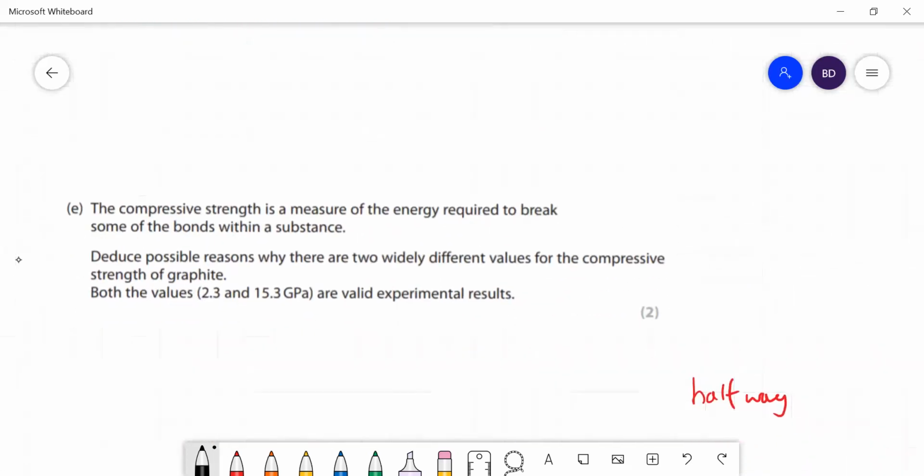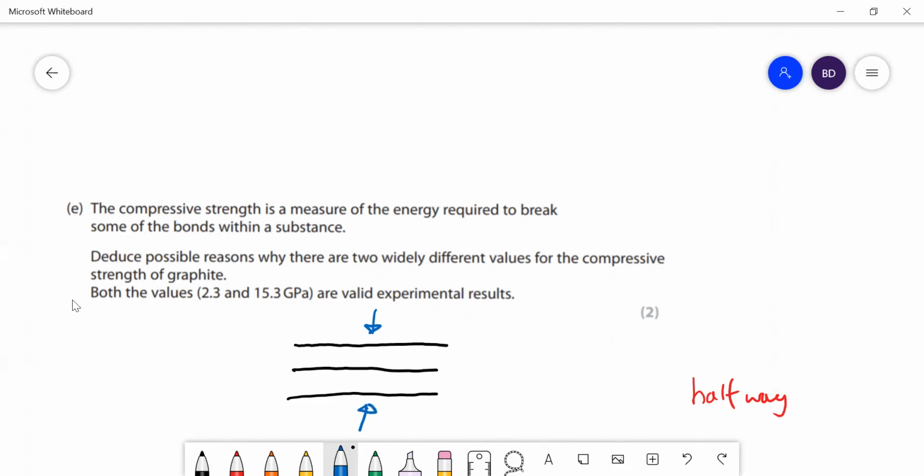The compressive strength is a measure of the energy required to break some of the bonds within a substance. Deduce possible reasons why there are 2 widely different values for the compressive strength of graphite. It's because graphite is arranged in layers, isn't it? You've got layers of carbon atoms like that, and if you try and squash it that way, you can probably push the layers a bit closer together. So that's probably the lower compressive strength.